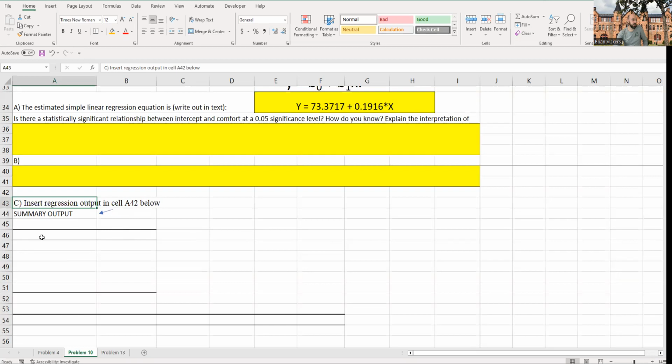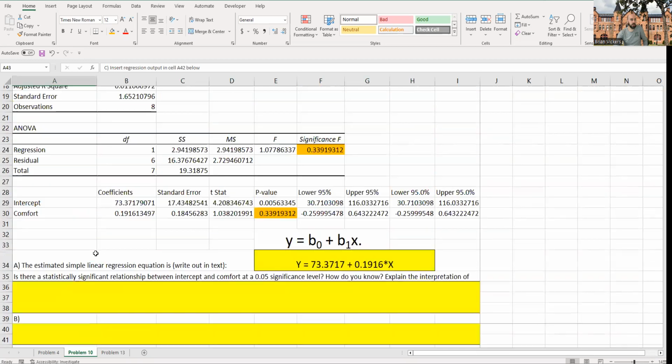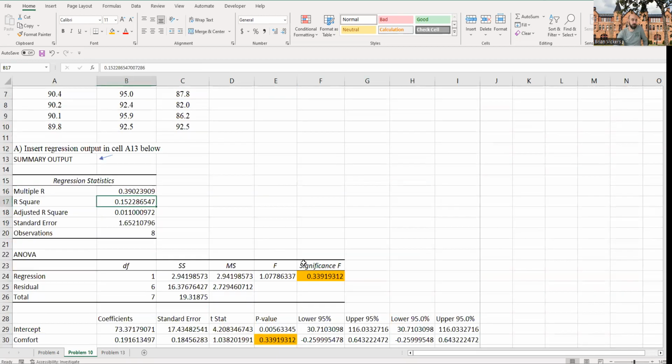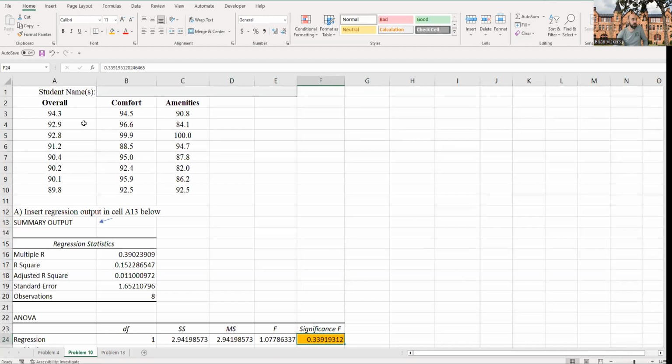So that's what I'll do here with the problem 10 data. I'm going to run the regression again, but this time I'm going to use comfort and amenities to see if we can improve upon this R-squared value and this multiple R-squared. This is a low value, which means there's not a great relationship, and only a little bit of the variation is explained by it. It's also not statistically sound because it's above the confidence level that we want of 0.05 or lower for that p-value. So let's run it again.